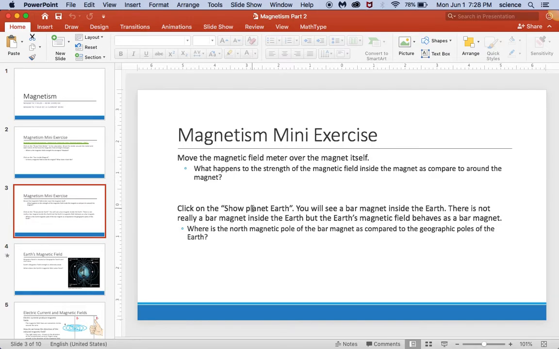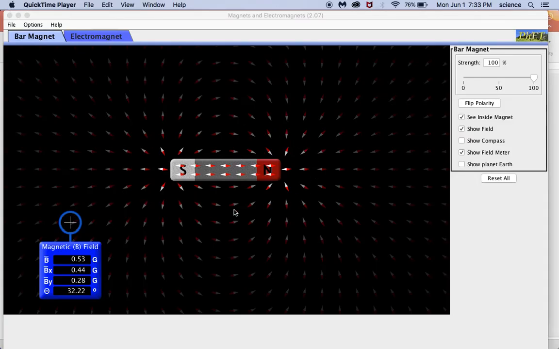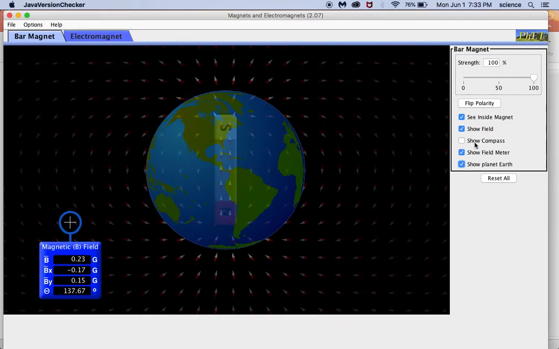The next thing we're going to do is click on Show Planet Earth, and we're going to see what happens when we look at that. And let's take note of where the north magnetic pole is of the bar magnet that appears to be like the Earth's magnet. So we have our bar magnet, and we are going to go ahead and click on Show Planet Earth. And we don't need to have our magnetic field meter anymore.